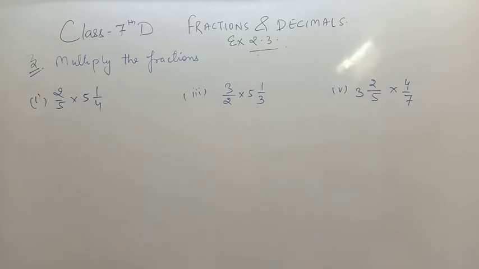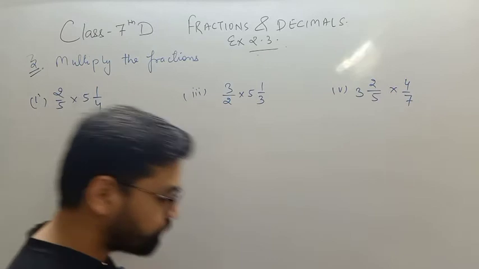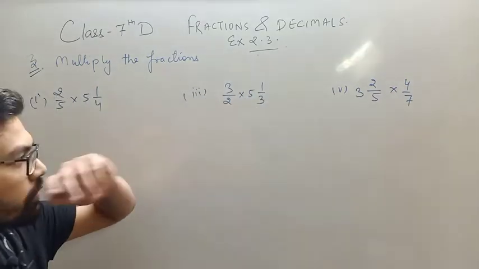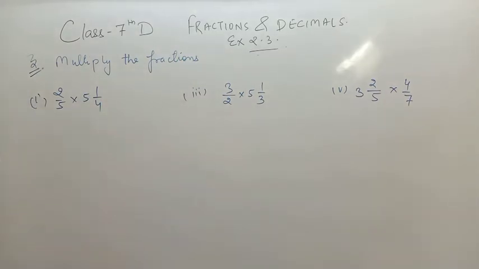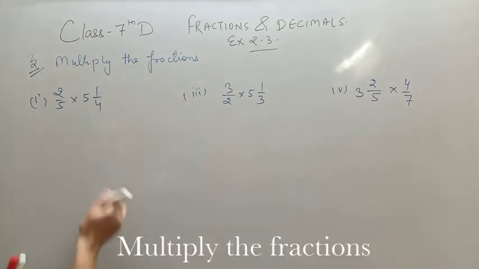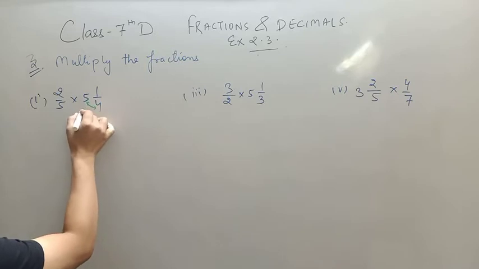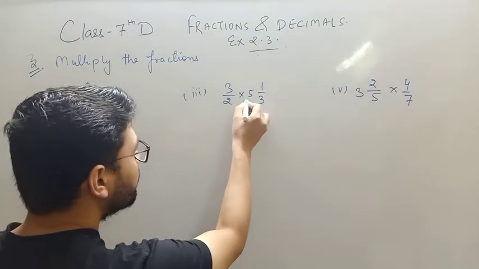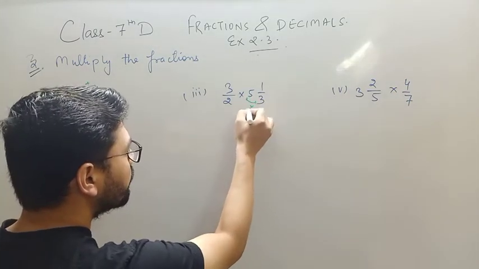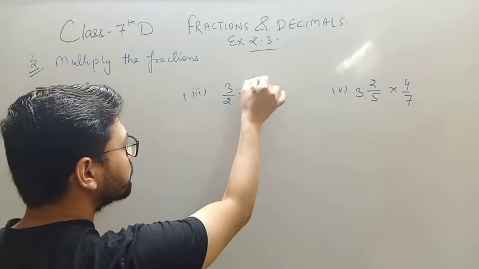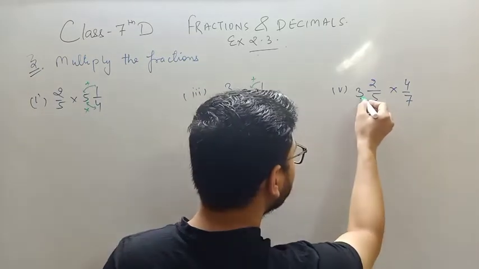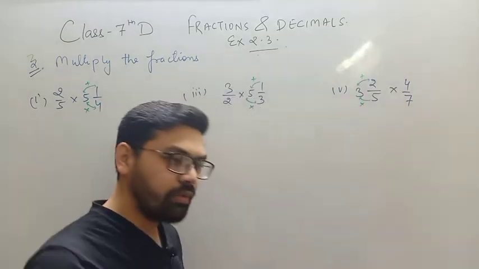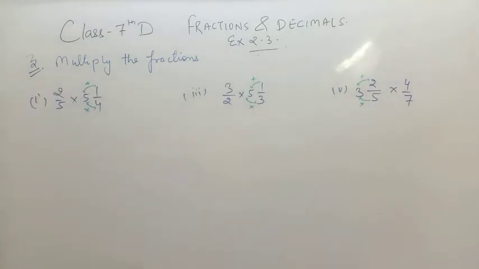Now see the third question. Multiply the fractions. So every time you need to first convert the mixed fraction to the lower form, okay? So how to solve this? You need to multiply these two terms and then add the result with this. Similarly, you need to multiply these two terms, then add the result with this. Similarly, you need to multiply these two terms and add the result with this. So in this way you can convert a mixed fraction to the lower form, okay, and to the simple fraction.